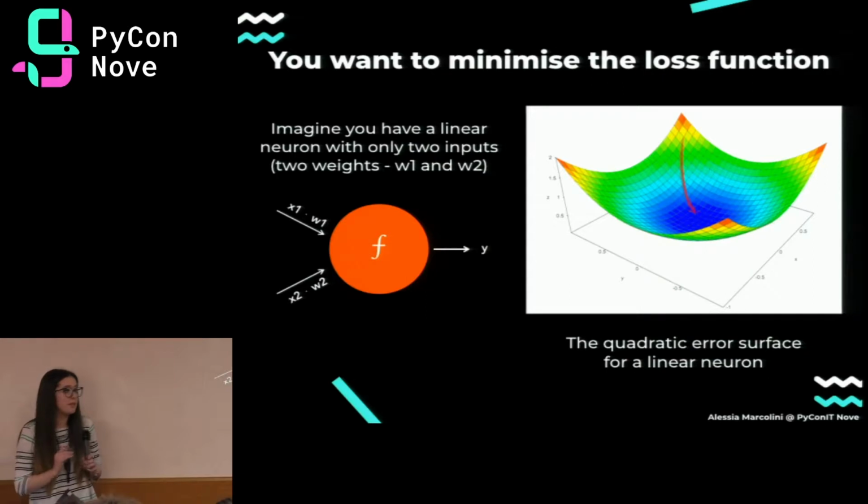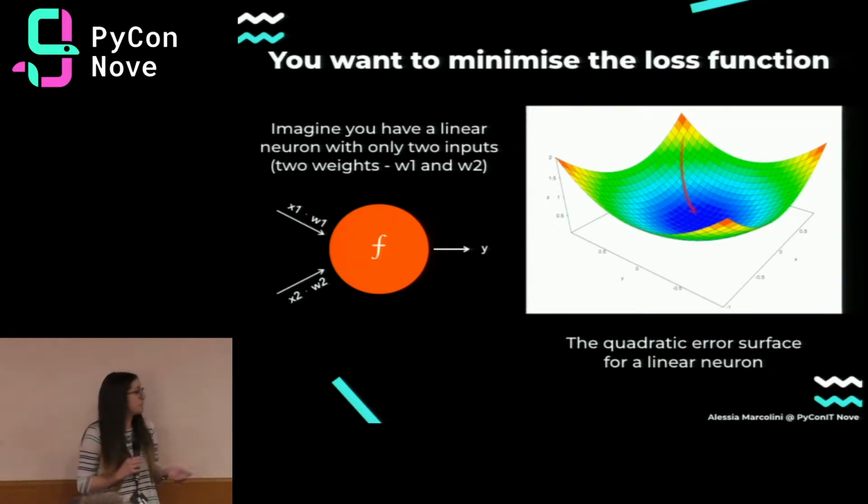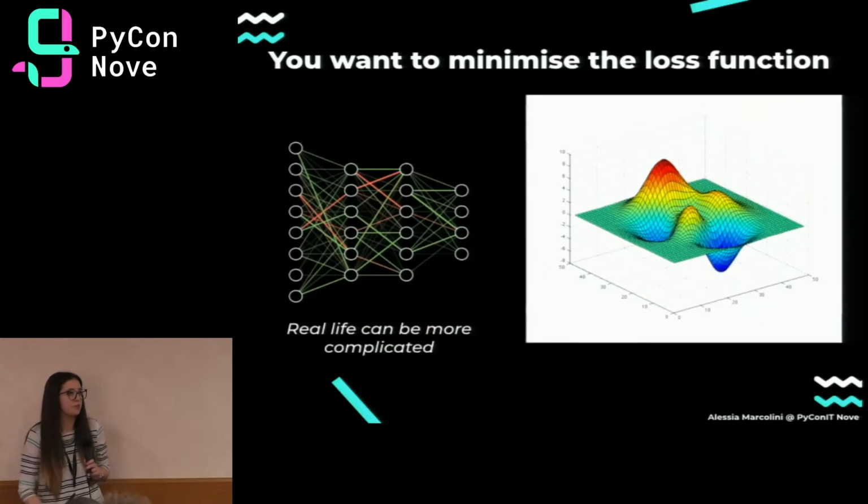But for a moment, imagine you have only one neuron with only two inputs, so two weights, W1 and W2. In the plot on the right, you can see along the x-axis the W1 weight, along the y-axis the W2 weight, and along the z-axis the loss. This is the loss surface. Our goal is minimizing this loss and finding the set of weights which enables us to reach the minimum loss. It could seem easy, but real life can be more complicated.